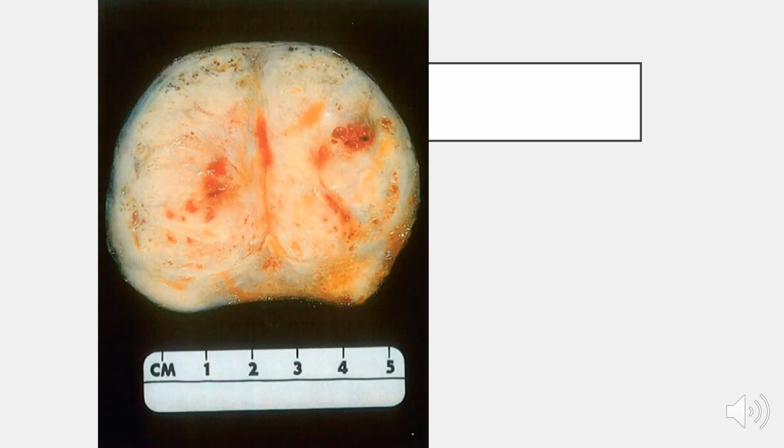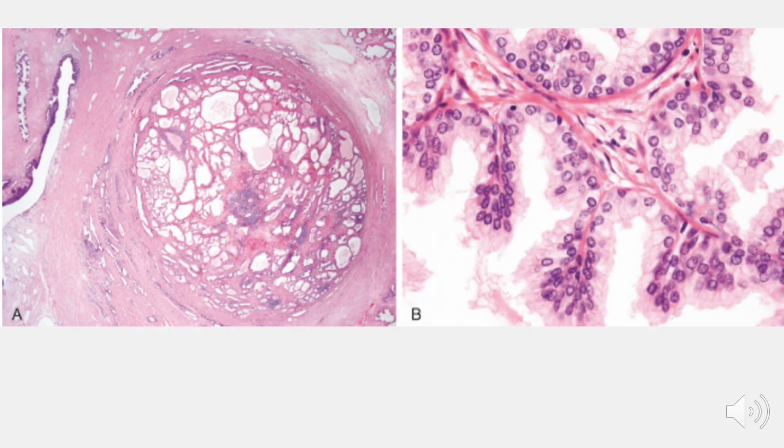This is a gross image of the prostatic glands afflicted by benign prostatic hyperplasia. Notice the nodular surface. Under the microscope, these nodules are, again, variable amounts of epithelium and stroma, and as you can see in the right-hand side image, these cells are columnar epithelium.